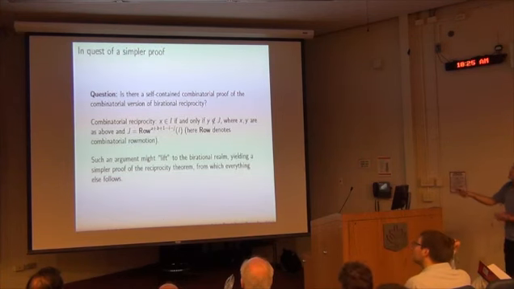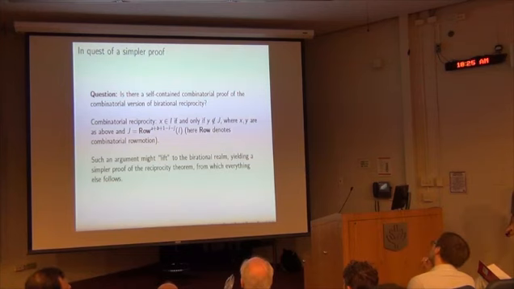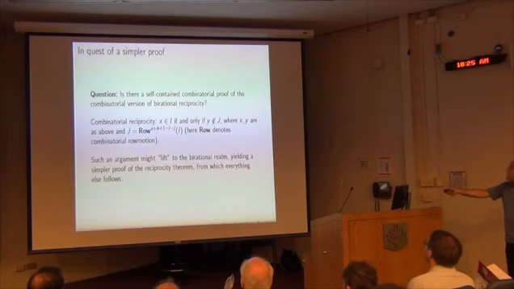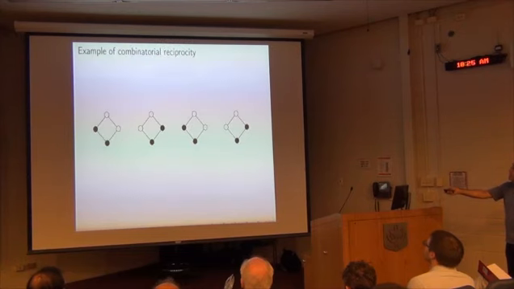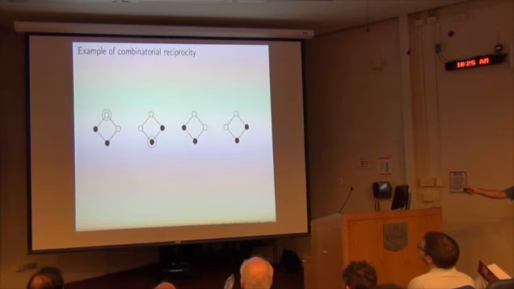Question: is there a self-contained combinatorial proof of the fact you get when you take that birational reciprocity result and bring it down to the lower realm, to the combinatorial realm? Combinatorial reciprocity, well, let me just show the example, since I'm out of time. Here's an orbit of size 4. It's actually an orbit of size 2, twice.